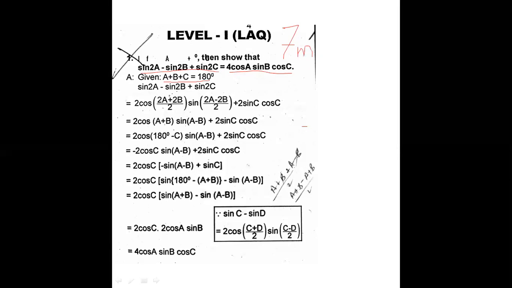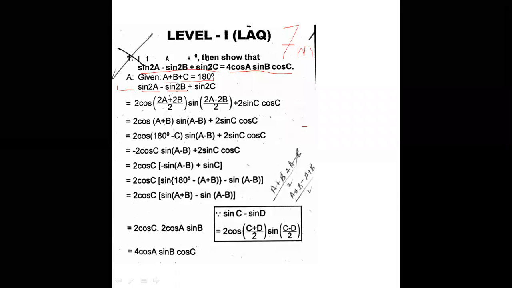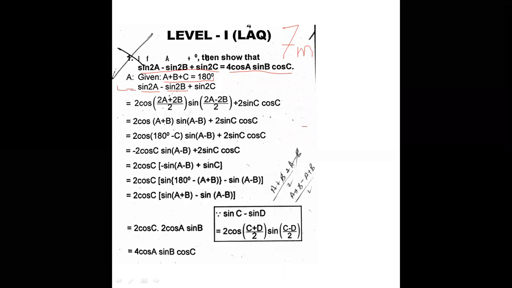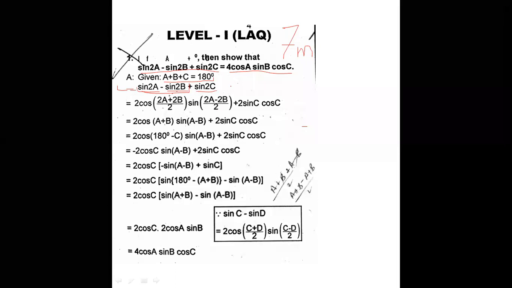So we know that A plus B plus C is equal to 180. And we are taking LHS, this is our LHS, left hand side. Now, this is in the form of sin C minus sin D. So what is the formula? 2 cos (C plus D) by 2 sin (C minus D) by 2. So we are applying the formula sin C minus sin D. So we'll get 2 cos (2A plus 2B) by 2 sin (2A minus 2B) by 2. And this is in the form of sin 2 theta. So what is the formula for sin 2 theta? 2 sin theta cos theta.